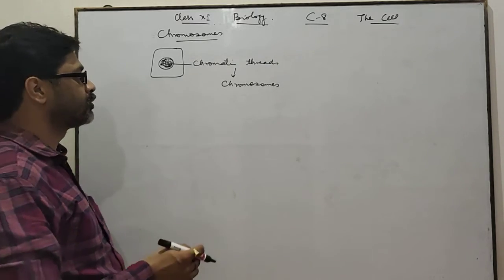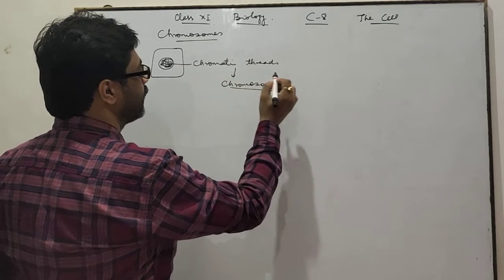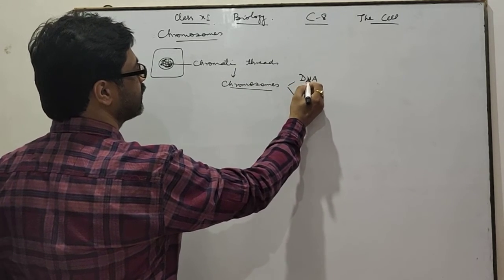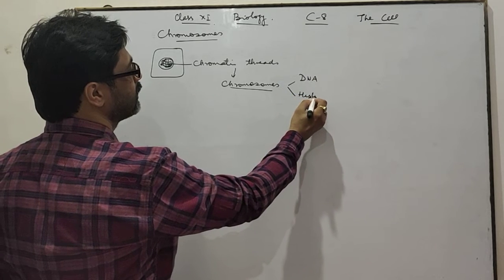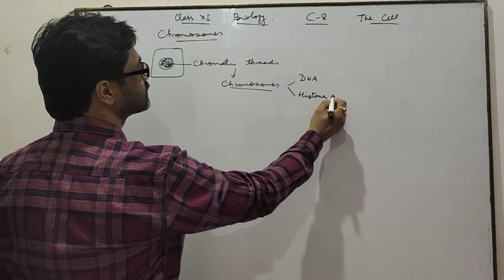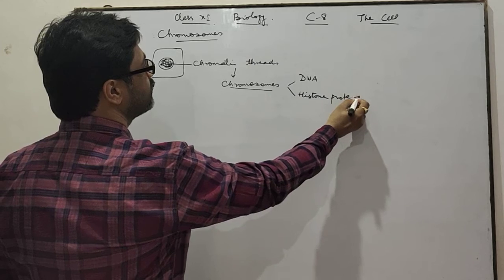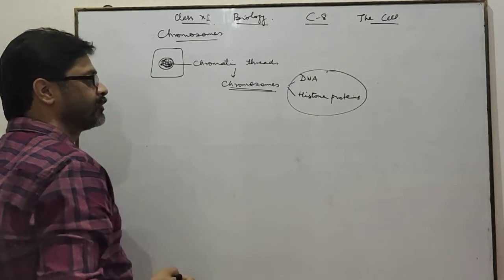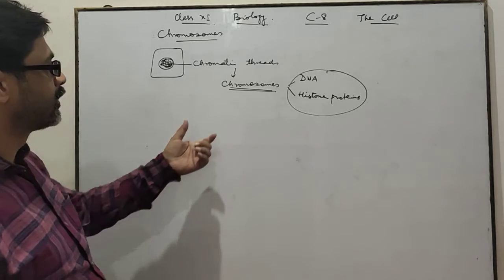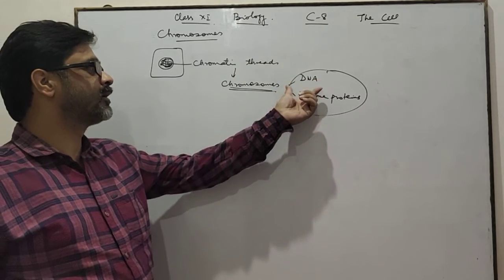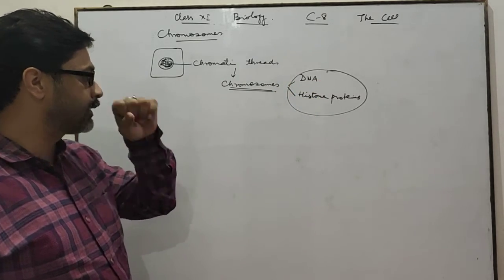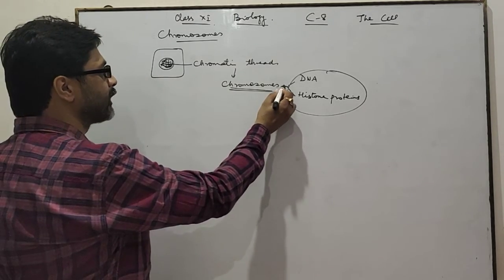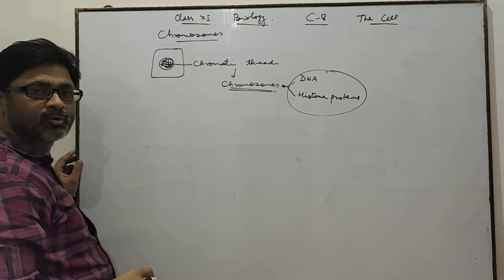Okay? Chromosomes are made up of two parts. First one is DNA and second one is histone proteins. When both these materials combine together, they form chromosome. Means chromosomes are formed by combination of DNA and histone proteins. They combine together and form chromosomes.